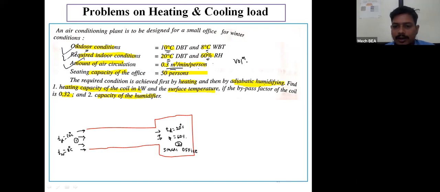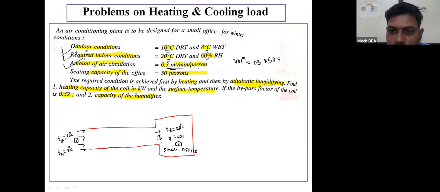So here the amount of air circulation is 0.3 meter cube per minute per person. So if there will be 50 people, then for each person 0.3 meter cube per minute of air is required. That's why for 50, here 0.3 into 50, what is this value?